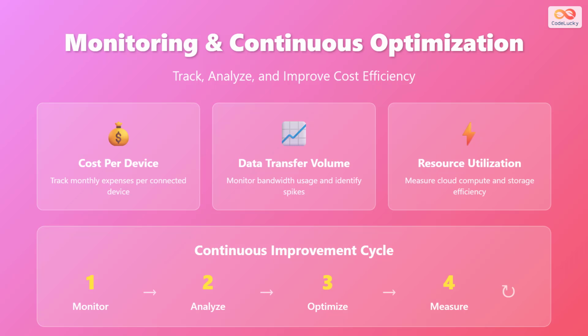Implement a continuous improvement cycle with 4 phases. Monitor your systems to gather performance and cost data. Analyze this data to identify optimization opportunities. Implement optimizations based on your analysis. Measure the impact of your changes. Then the cycle repeats. This systematic approach ensures you're constantly improving efficiency and reducing costs over time.